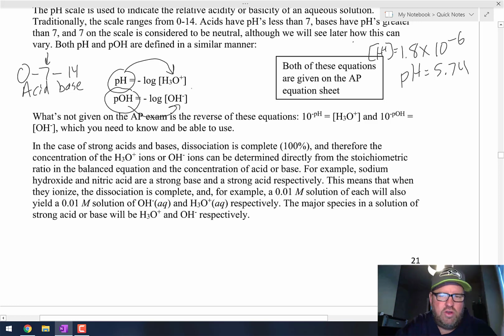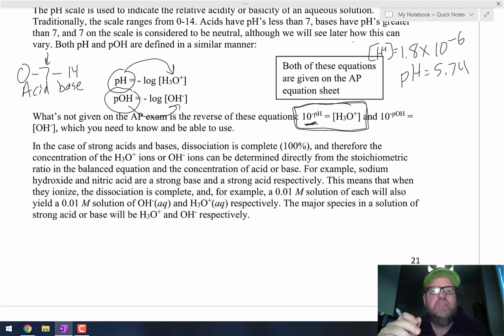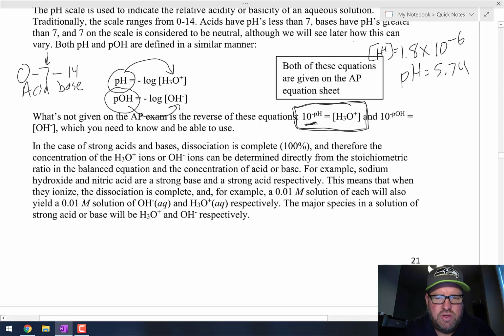Okay, this is one where you do need to know what's the opposite of log. How do you get rid of a log? These are log base 10, so you take 10 to the negative pH. That's an important equation as well that, again, is not given on the AP test. They assume that you know that the inverse of a log base 10 is taking 10 to the negative of that pH, and that will get you the hydrogen ion concentration. You take 10 to the negative pOH, and you get the hydroxide ion concentration.